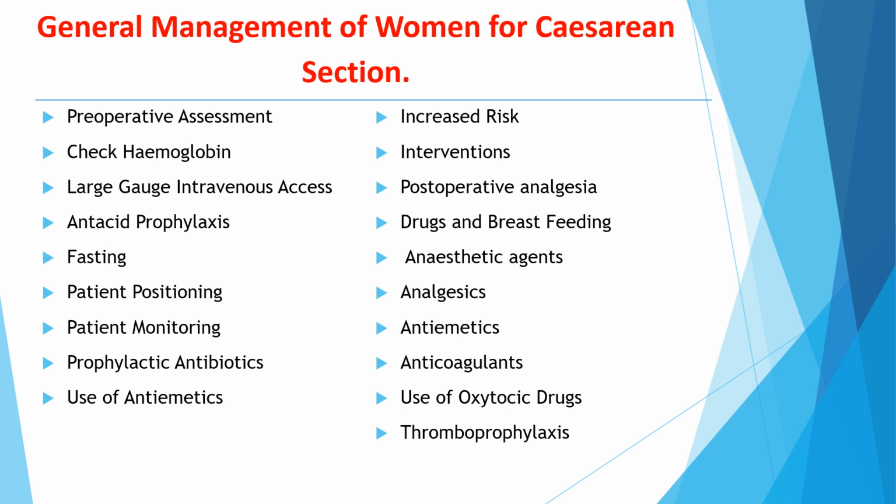Prophylactic antibiotic is an important point. Why? To reduce the source of infection in cesarean section, which could be due to the instruments, the environment, or the theatre. So we reduce infection by giving prophylactic antibiotic pre-operatively. We use antiemetics. We use post-operative analgesia, and we give anesthetic agent, analgesic, antiemetic and so on. These are the procedures followed for management of cesarean section before the surgical procedure.